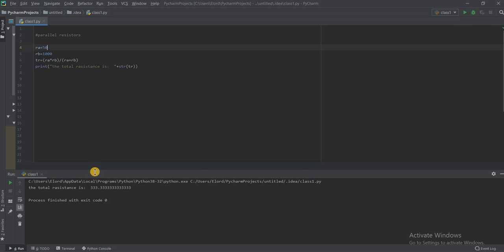So let's reduce it further. Now it's 47, and we have the first resistance as 1000 and the second as 50. That means the value of the total resistance is dependent on the least value of the resistance in the network. Since we have a very small value of resistance, the total resistance will also be small.